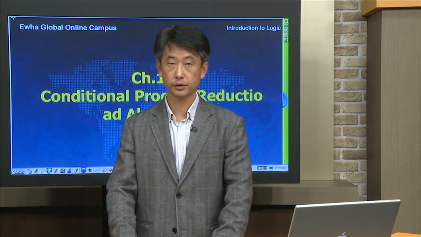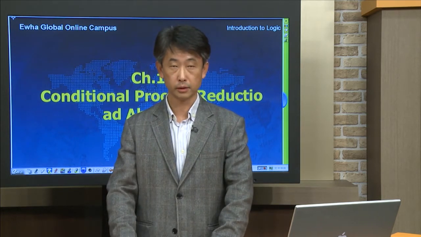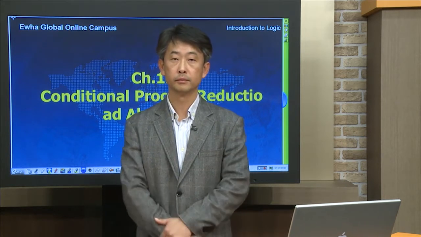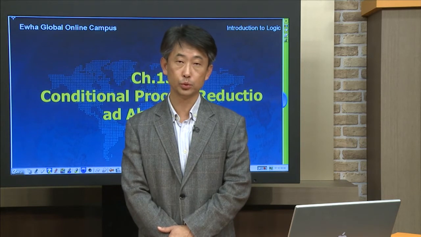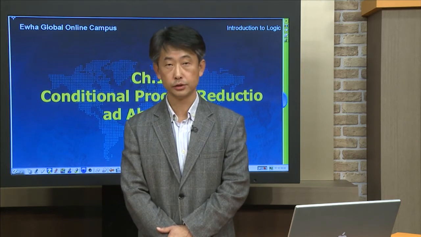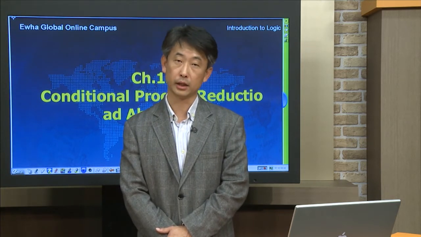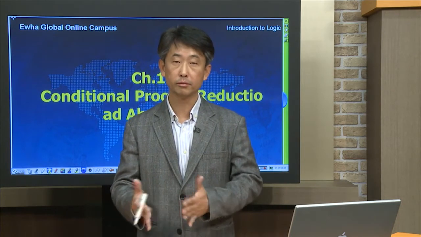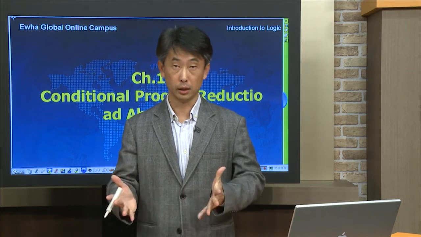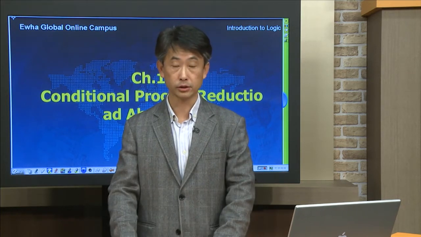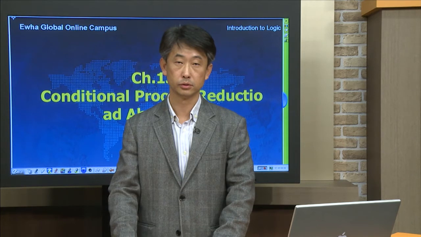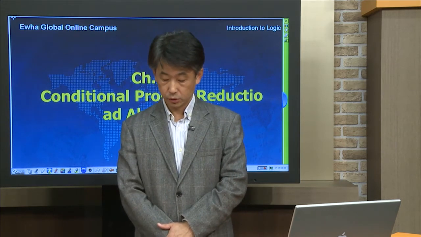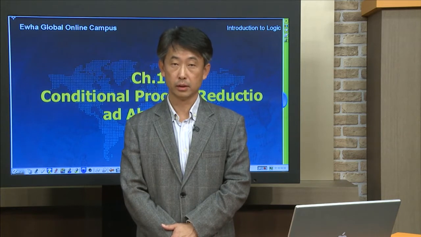Okay. These two techniques are very useful for certain kinds of arguments. If you do a proof without these, it may take, let's say, 20 steps to complete a proof. But if you use one of these two techniques, the proof may last only like 5 steps. So it's really convenient. So let's look at conditional proof first.